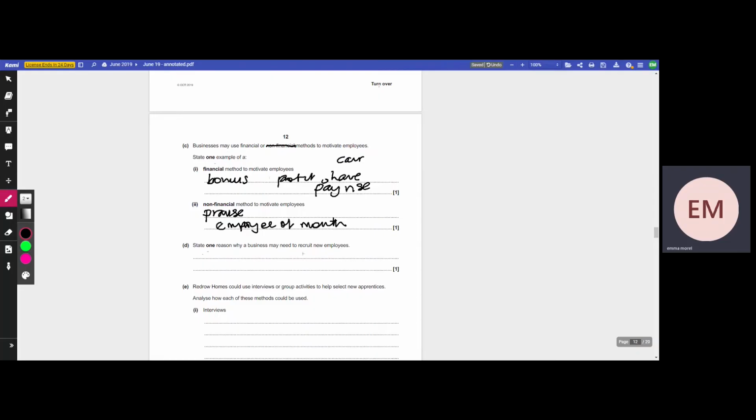State one reason why business may need to recruit new employees. Well, if we've got 2,300 people, we're going to have quite a lot of people just leaving. We might potentially have people going on parental leave. Okay, so we can say parental leave. If an existing staff member leaves, existing staff move on.